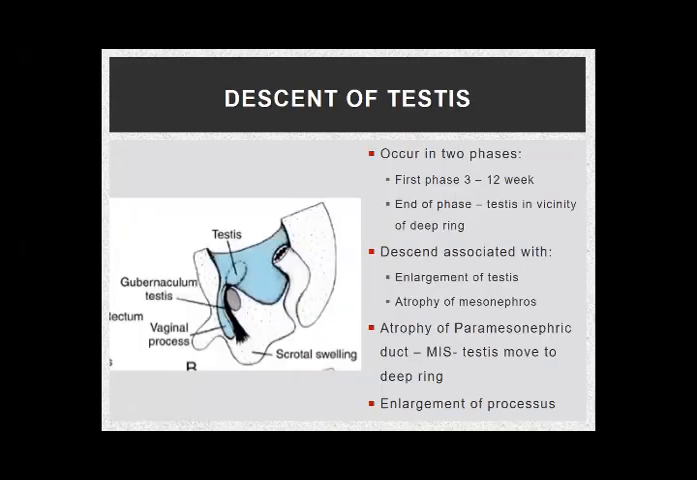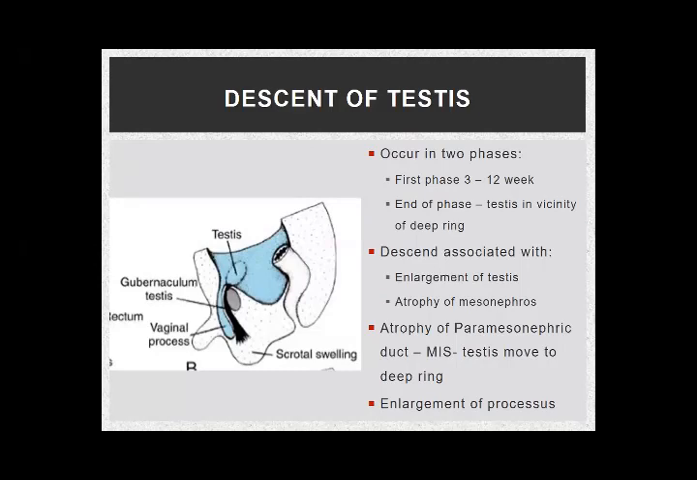Now, testicular descent takes place in two phases. The first phase is between the third to 12th week, and it ends at the time when the testis comes to lie at the deep inguinal ring. Now, this descent of the testis is associated with the fact that the testis, as time passes, grows in size, it enlarges in size. Besides, we mentioned earlier on that the testis was developed in the vicinity of the mesonephros, that was the developing kidney.